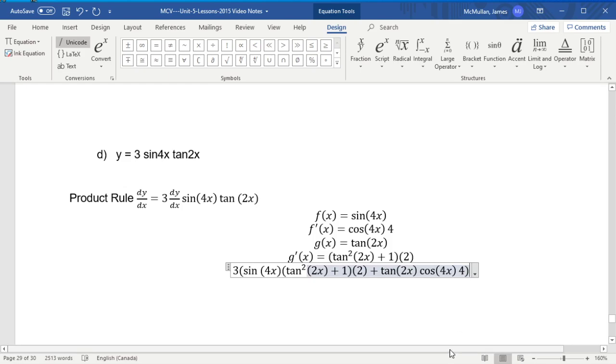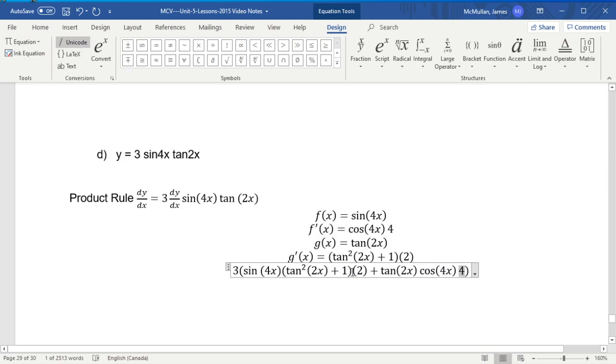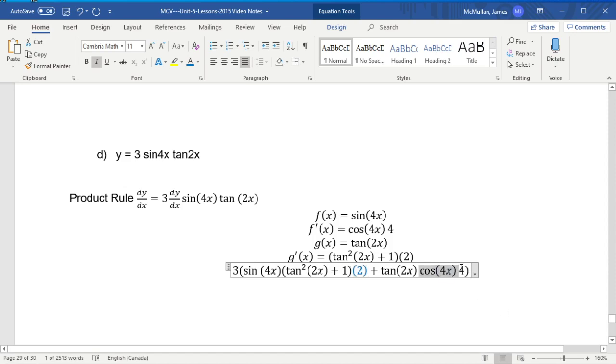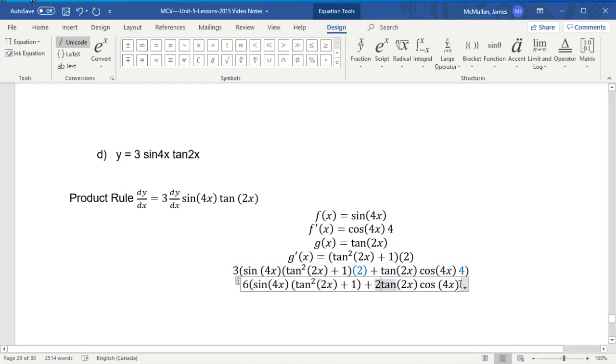Okay. Now, some of this is, I think, able to be factored. For example, they both have a 2 and a 4. So let's try and factor them now. So let's highlight some common factors. So a 2 from that term and a 4 from that term can be brought to the front. So instead of a 3 at the front, I'm going to put a 6. I have sine 4x tan squared 2x plus 1. Sorry, that all has to be in a bracket. Plus tan 2x cos 4x, and all of this is only multiplied by 2 now instead of by 4.